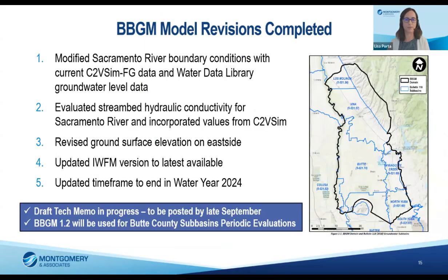This is what we ended up with. So those are the model revisions we completed. We feel this is now getting into a solid model for periodic evaluation purposes. The big thing was to modify the Sacramento River boundary condition.